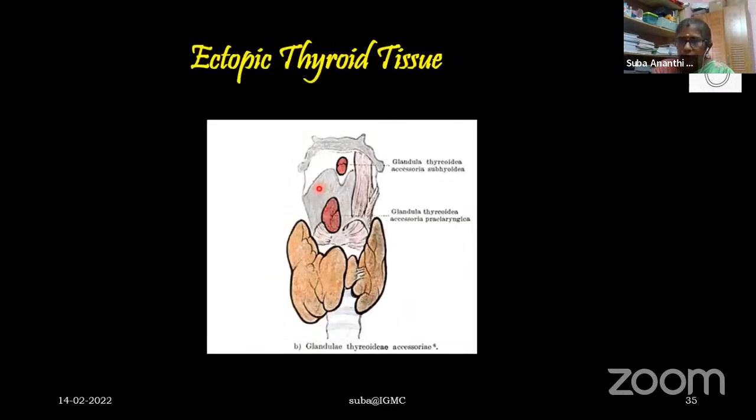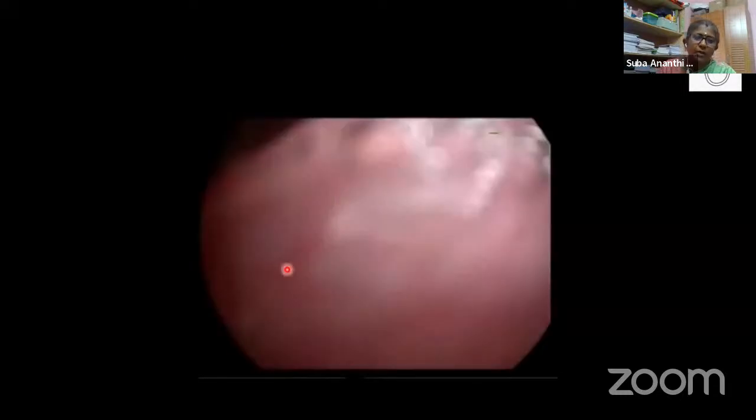Ectopic thyroid tissue was already discussed by Dr. Lavanya. It can be present along the pathway of the descent of the thyroglossal duct. It can be present near the trachea, near the esophagus. It can be present near the foramen cecum also.